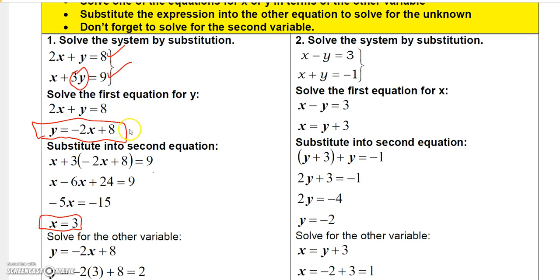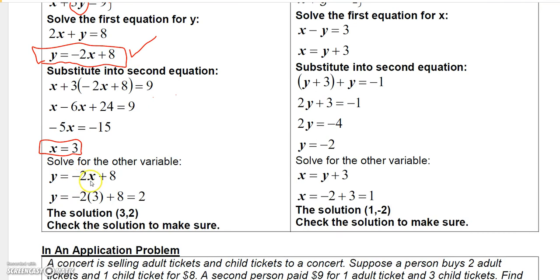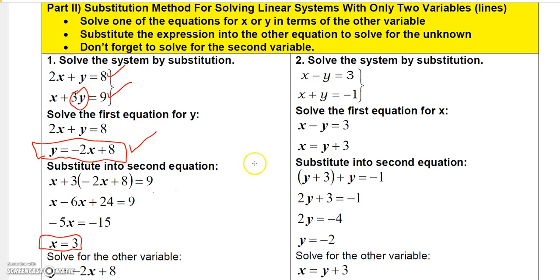But actually, wouldn't it be easier to just plug it into this? So I'm going to plug the x value into this equation and then solve for y. So if I plug 3 into this equation, I get minus 6 plus 8, which is 2. And so the solution is x equals 3 and y equals 2. And of course, you can check that.